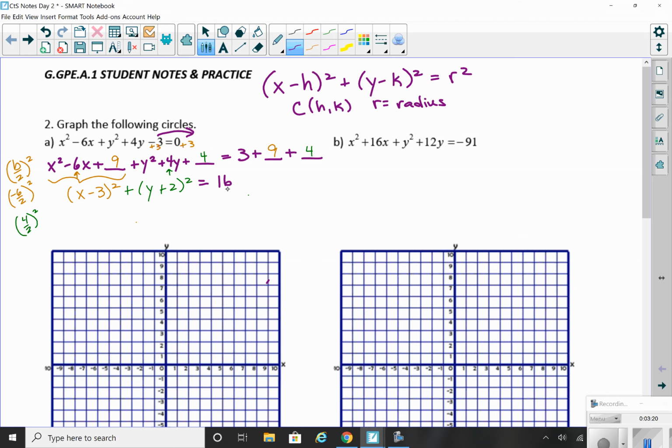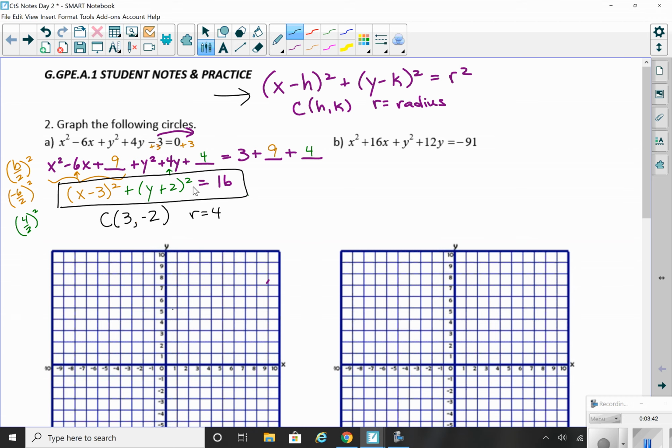So now that I have my equation in standard form, this is the standard form for the equation of a circle, right? Now we know that the center of our circle is (3, -2). Again, y minus a -2, right? Y minus that y coordinate. And then I know that my radius is 4.